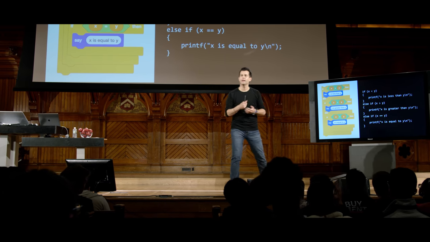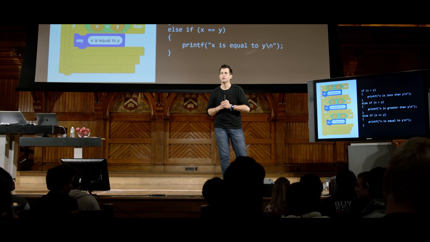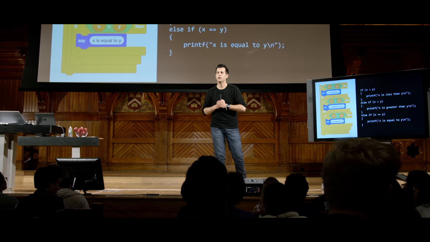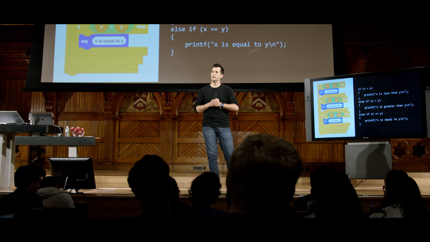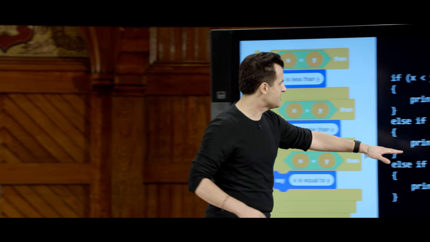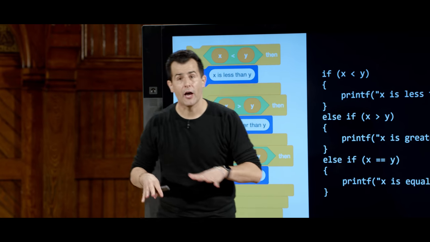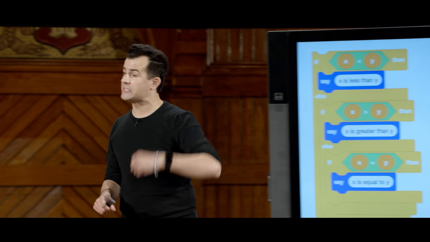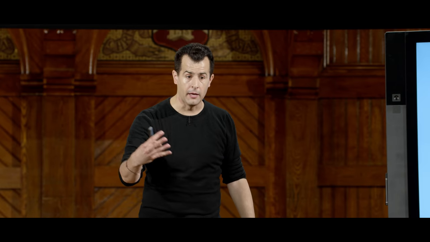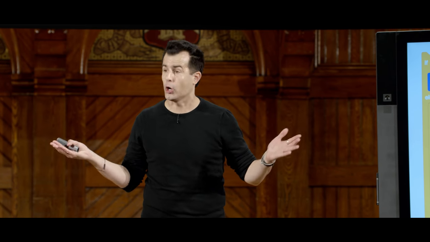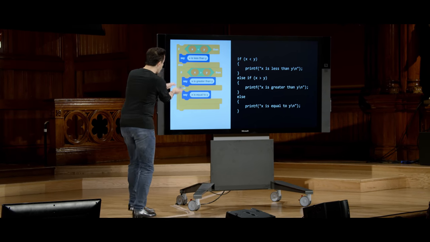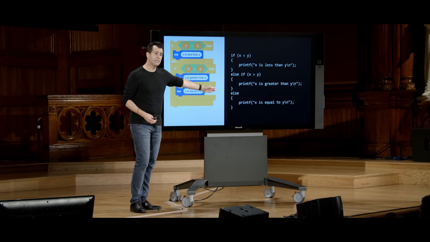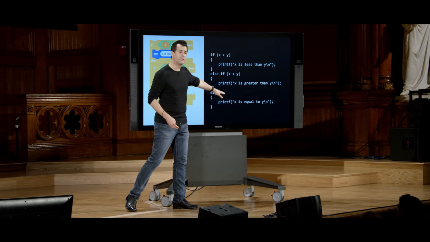Do I? I think I saw your hand. Why not? Exactly. This third question, this Boolean expression, does x equal equal y, goes without saying logically. Because if x is not less than and it's not greater than, if it's just an integer, the only other scenario I can think of is that it equals y. So we can actually simplify both the Scratch code and the C code by just having this else condition down below as well.